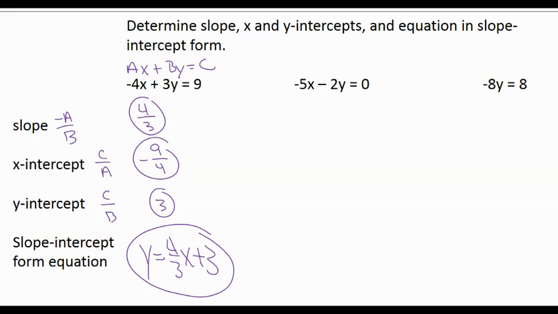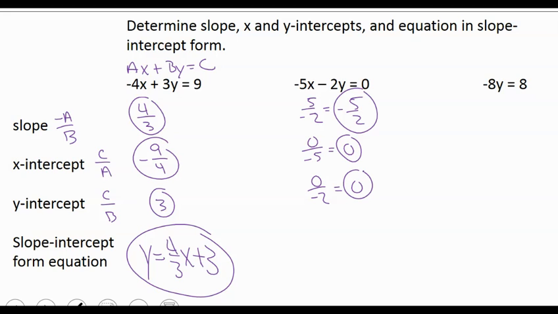All right, for the middle one here, my slope would be 5 over negative 2, so negative 5/2. My x-intercept would be 0 over negative 5, which is just 0. My y-intercept would be 0 over negative 2, which is also 0. So I know this goes through 0, 0. So my equation would be y equals negative 5/2 x. My y-intercept is 0. I don't need to put plus 0, so that is my equation.